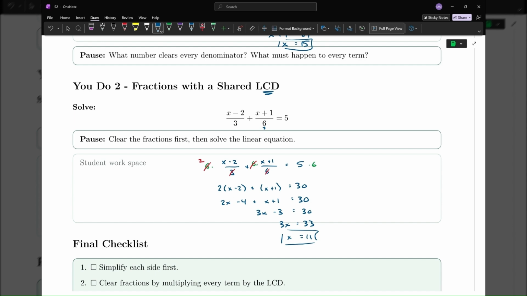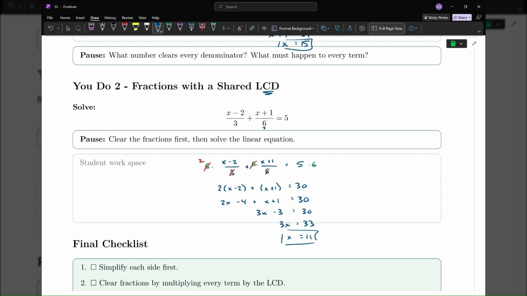Is that a deal breaker? No. If I did multiply by 3 and 6 for 18, that's okay. My numbers will just be bigger, and this might be a little more annoying in a no calculator situation, but it will still work out. You will still get x equals 11. It's just going to be a bigger middle step before you get there.